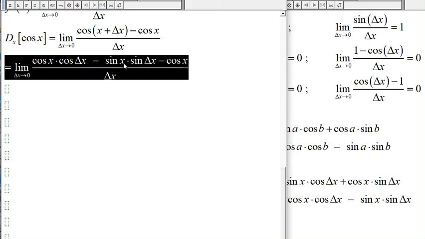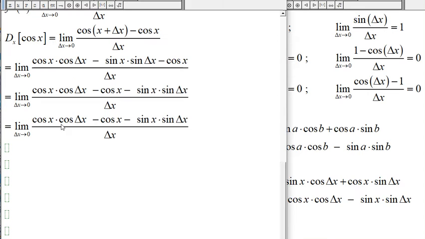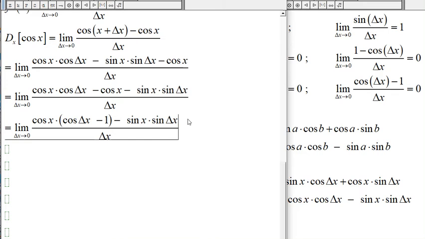And then we're going to arrange the terms here. So we'll move this to the back. And if we look at these two terms right here, the common factor is cosine of x. So we have cosine of x, and then minus 1. So once again, the common factor here is cosine of x, so we have cosine now in front, and then we have cosine of delta x minus 1.